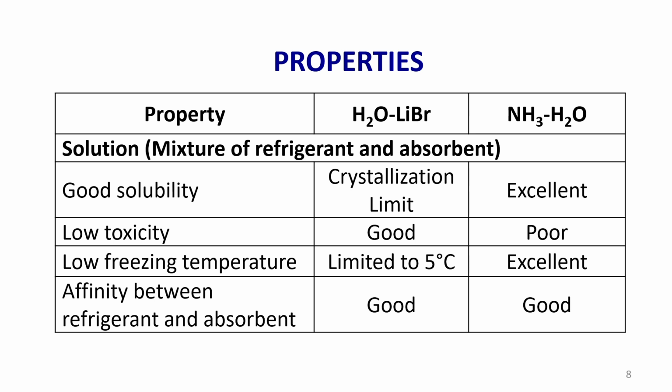This is a very important property which is required when we select the absorbent for a particular refrigerant. The absorbent selected should have very good affinity for the refrigerant. Affinity between refrigerant and absorbent: lithium bromide has very good affinity for the refrigerant water. Let me underline. Whatever chemical formula I have underlined, that is the refrigerant. So lithium bromide has very good affinity towards the refrigerant water, and water has very good affinity towards the refrigerant ammonia.